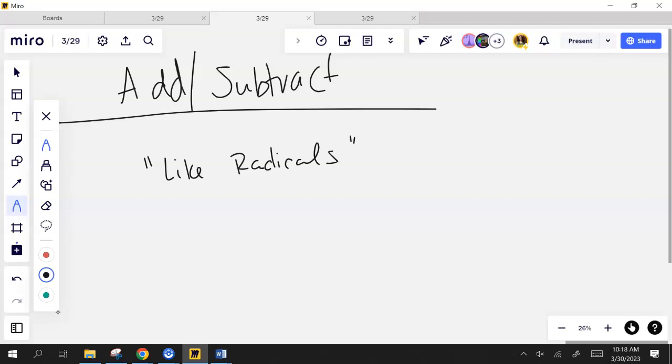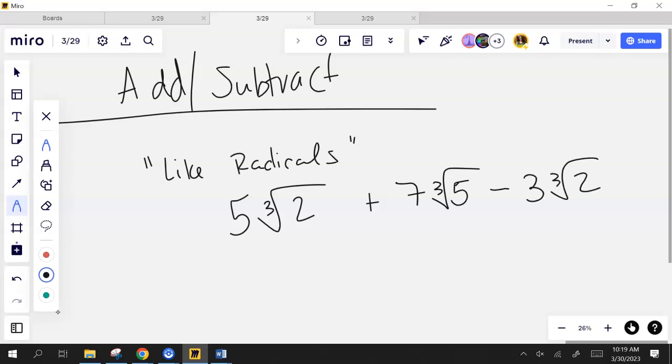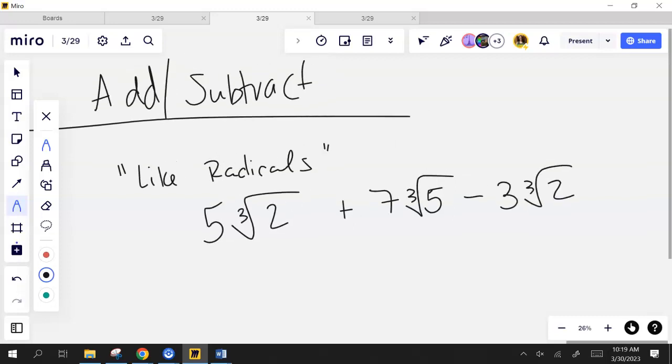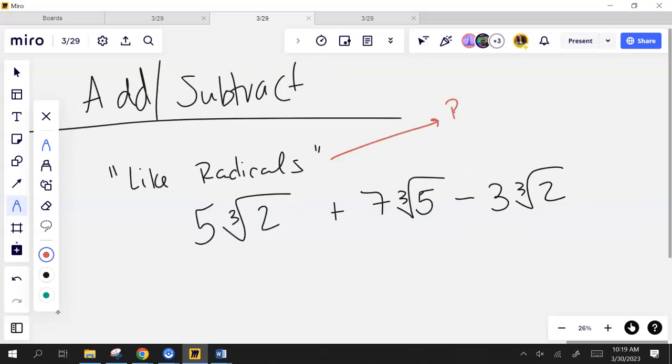Let's say I have 5 times the cubed root of 2 plus 7 times the cubed root of 5 minus 3 times the cubed root of 2. In order to be like radicals, the root and radicand, what's a radicand? What's underneath the radical. The root and the radicand must be the same. And if they are, all I have to do is combine them just like I do with like terms.